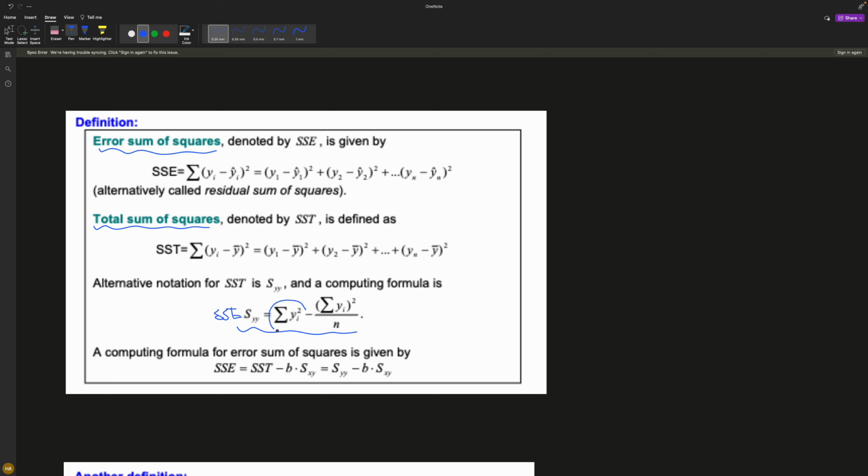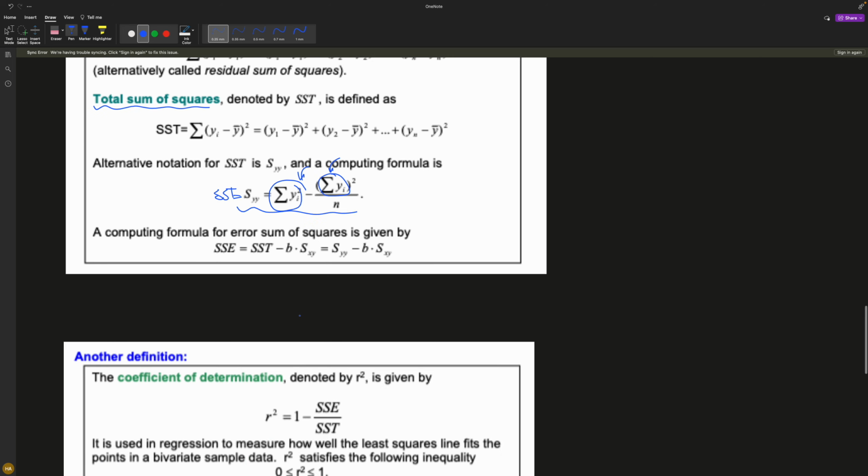Basically, you get this from your calculator. You get this from your calculator. Don't forget, this is different than this. This is the number you get from your calculator. This is a number you get from your calculator. Then you square that number, okay? And your SSE is basically just your SSD minus your BSXY. There's two ways to get it. This is also on the formula sheet, so you don't have to worry about it.